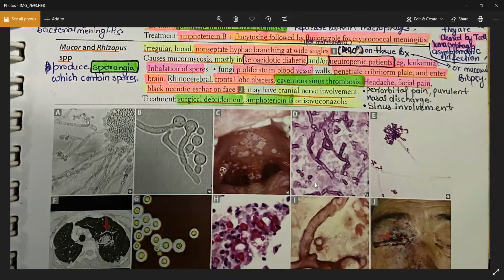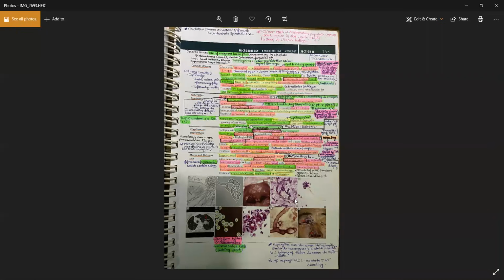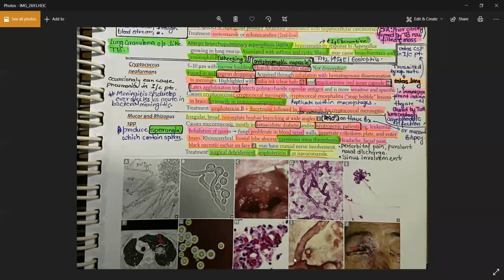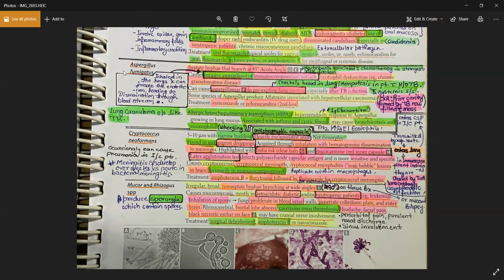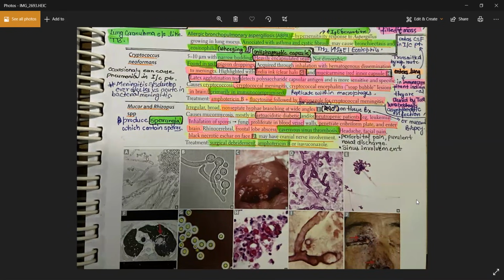Let me zoom in. As you can see, these are the septae of the Aspergillus, but these septae are absent in mucormycosis. And you need to know, guys, that a similar disease can be caused by Aspergillus fumigatus. Aspergillus fumigatus can cause the same mucormycosis-like disease. It will cause sinus involvement, you will have facial pain, you will have the black necrotic scar also in case of Aspergillus fumigatus. But only in mucormycosis will you have these ribbon-like molds and branching at 90 degrees.